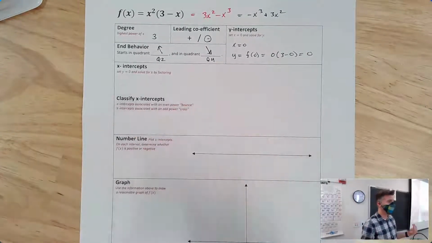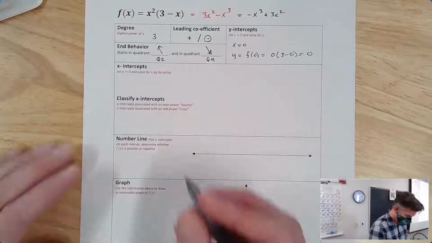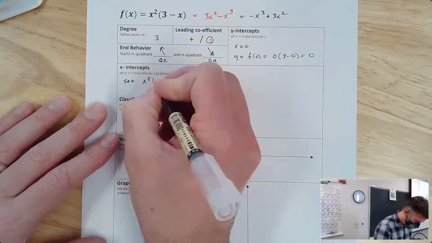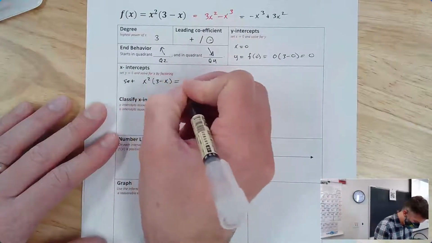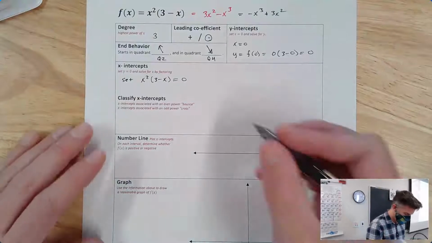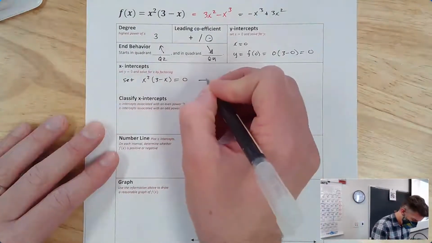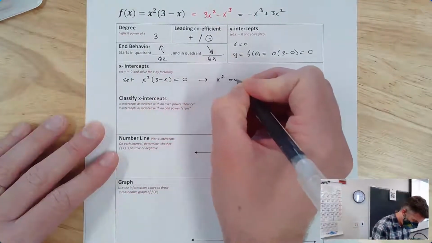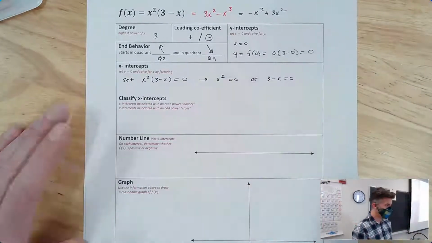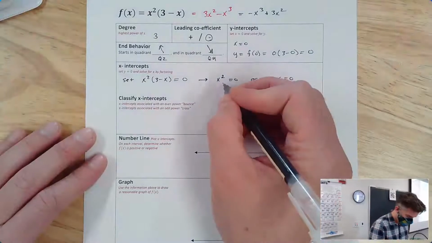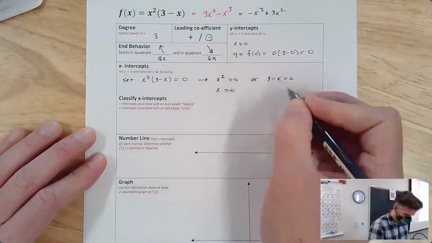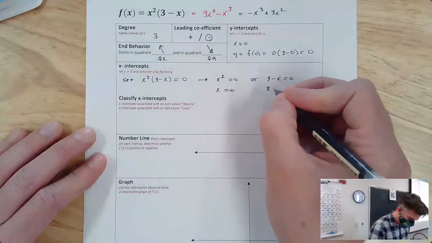X-intercepts: we set the whole y value equal to 0. So we're going to set x squared times 3 minus x equal to 0. You can either set each factor equal to 0, so x squared equal to 0 or 3 minus x equal to 0. But I'm fine with you jumping to the conclusion: if I square root both sides, I get x equal to 0. And if I solve for x here, I get 3 equal to x.